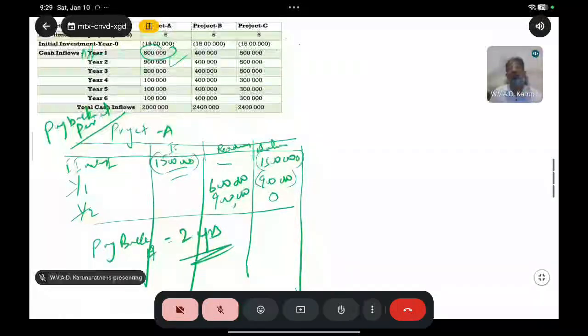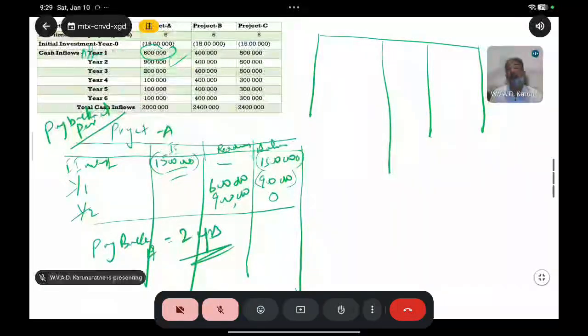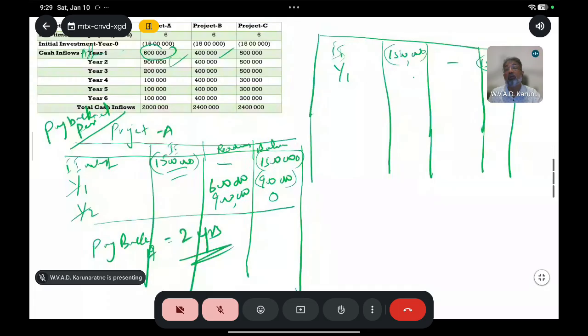So if we go to the same calculation for project B, how to do that? Project B, initial investment again the same, 15 lakh, no recovery in year 0. Year 1, 400,000. Each year we recover 400,000, and the balance is 1.1 million or 11 lakh.